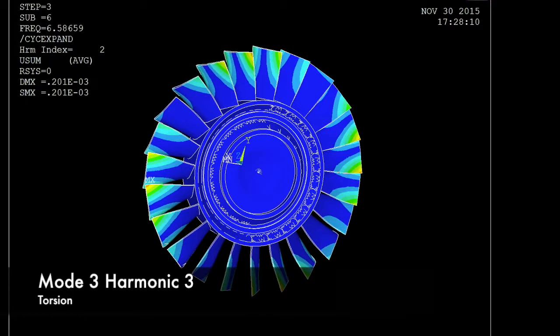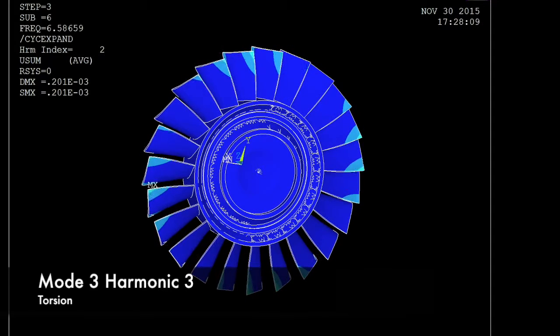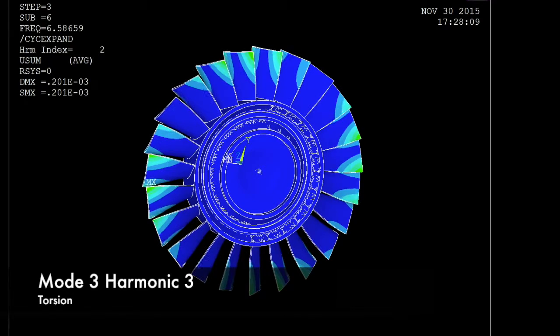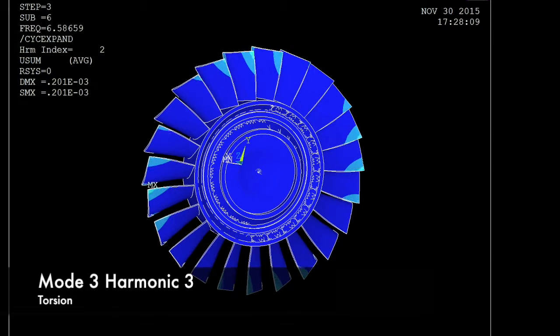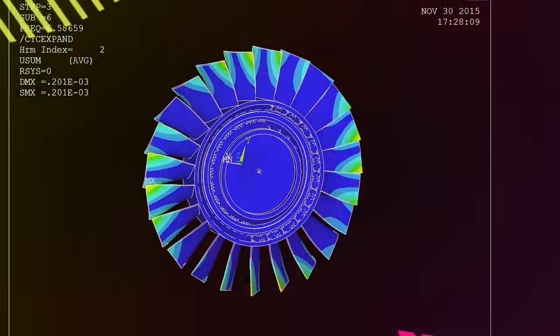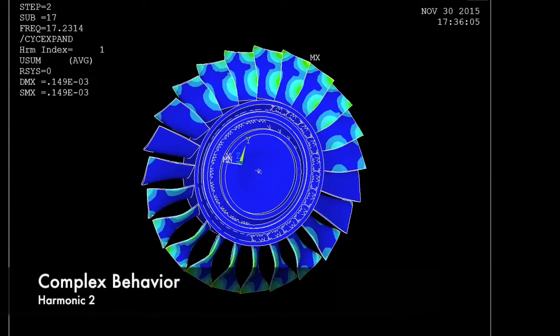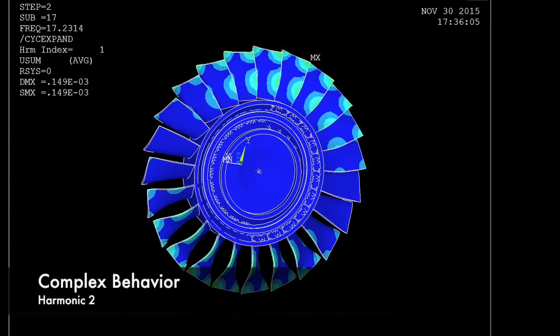This pattern occurs for every mode as well, as seen in this third harmonic torsion mode. We can group the same mode in each harmonic as a mode family that share a similar frequency. As frequencies increase, the vibrations of the system become more and more complex, as seen here.